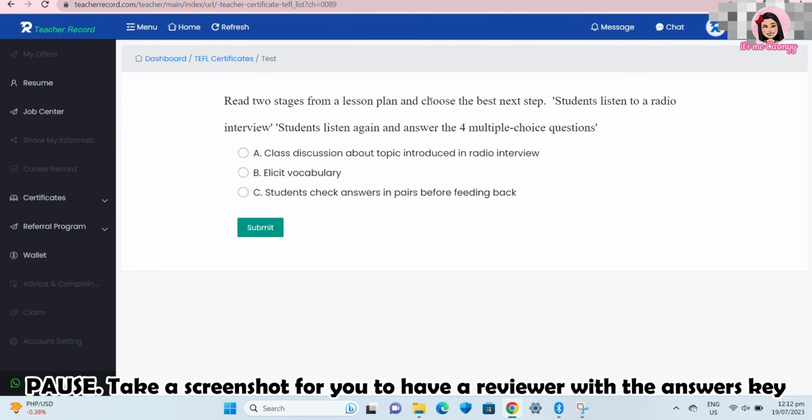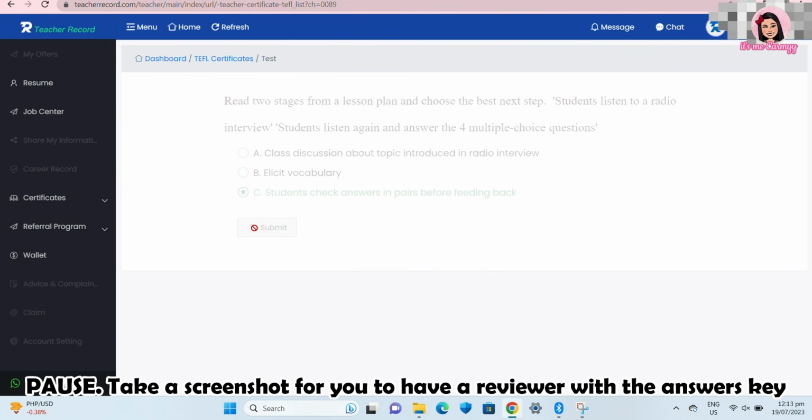Read 2 stages from a lesson plan and choose the best next step. Students listen to a radio interview. Students listen again and answer the 4 multiple choice questions. Students check answers in pair before feeding back.